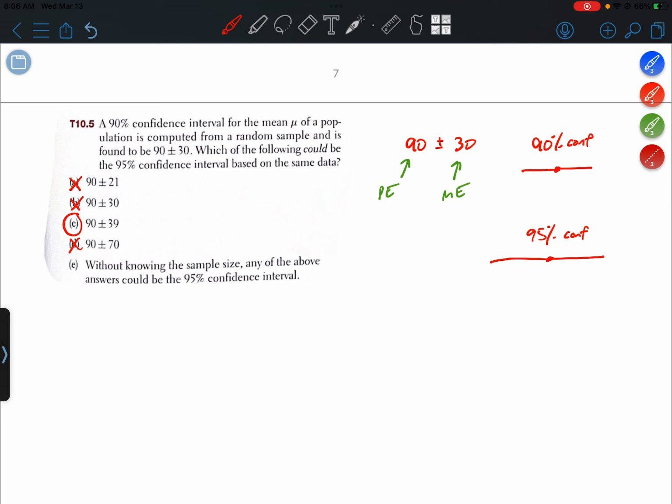Without knowing the sample size, any of the above answers could be the 95% confidence. That's not true. We couldn't say any of them would be. I can clearly tell you that A and B would not be.